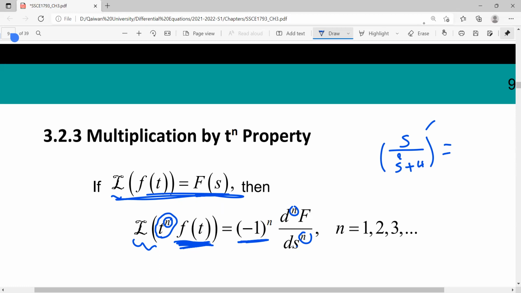Let's see. Here we have s over s squared plus 4. The derivative of this function with respect to s, you say denominator times derivative of the numerator minus numerator times derivative of the denominator, dividing by denominator squared, with respect to s. Here we have an example.